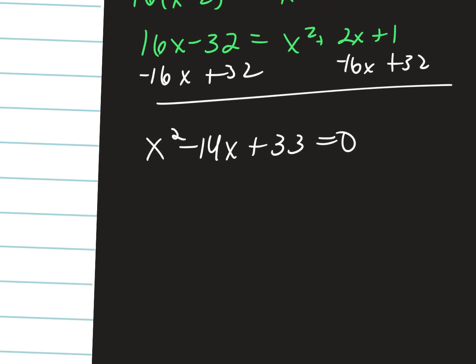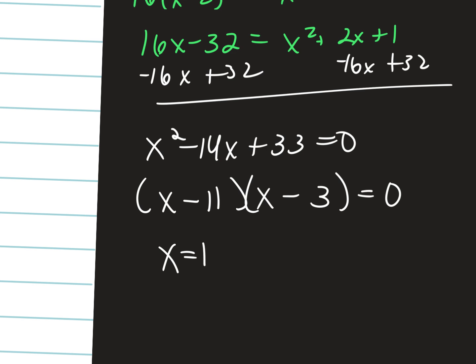So let's look at that and say, can we factor this? Well, what are the factors of 33 that could multiply to give me 33 and add to give me 14? Well, if you think about it, guys, you have x and x in the front. What about if I say negative 11 and negative 3? If I multiply negative 11 times negative 3, I get positive 33. If I add negative 11 and negative 3, I get what? Negative 14. So here we have x equals 11, and here we have x equals 3.